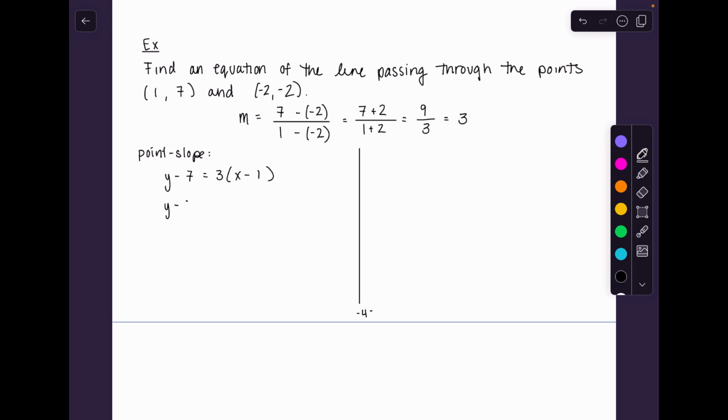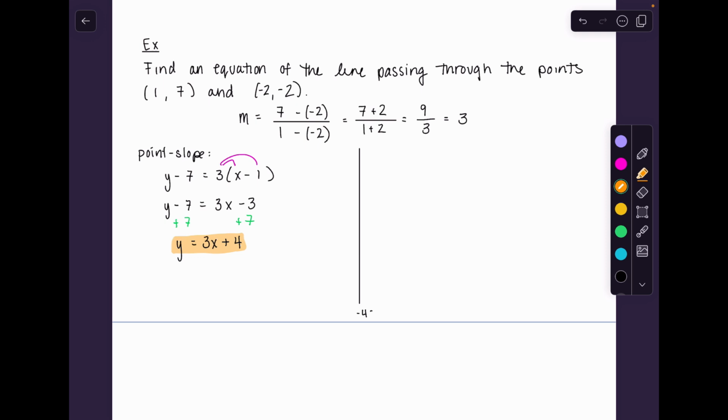If we distribute that 3 out, that would give us 3 times x. 3 times 1 is 3, so it gives us 3x minus 3. And then to solve for y, we just add 7 on both sides. And we get it in the form y equals mx plus b. Okay? So this is the nicest form for the equation of our line.